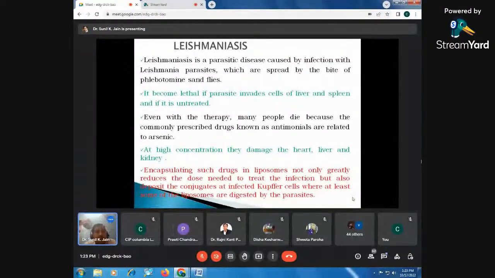So if you encapsulate such drugs in liposomes, not only do you greatly reduce the dose needed to treat the infection, but you also deposit the conjugates at infected Kupffer cells. Here, at least some of the liposomes are digested by the parasites. So we can use liposomes here very efficiently. We can also use, as I told you, niosomes. We can also use transfersomes for the treatment of leishmaniasis very efficiently.